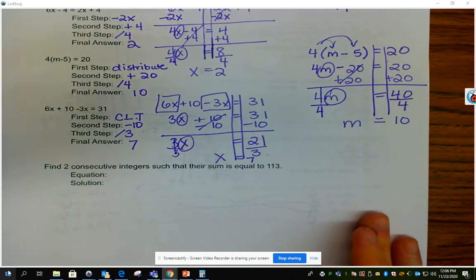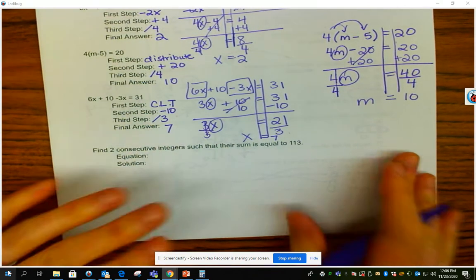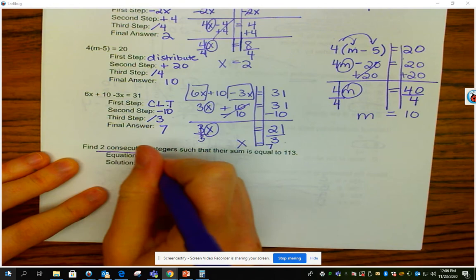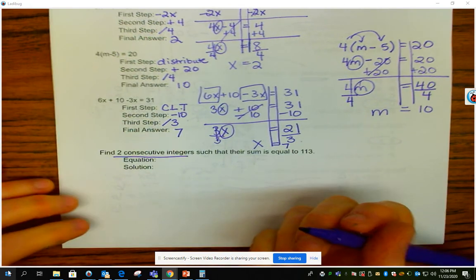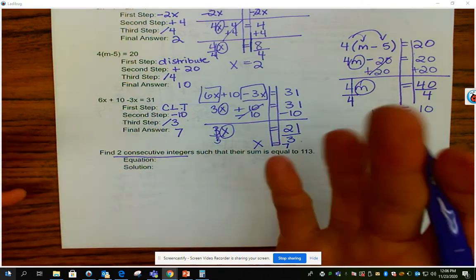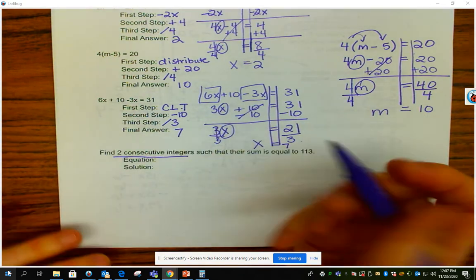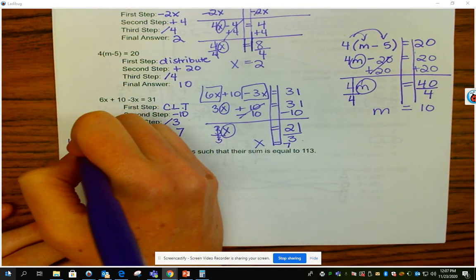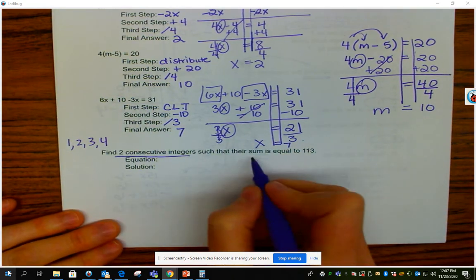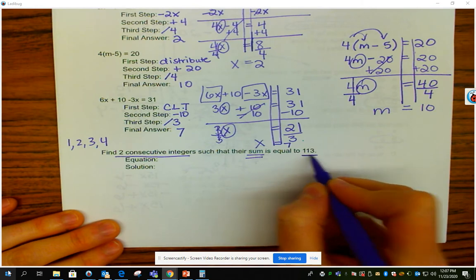Okay, so now we're looking at a consecutive integer problem. 2 consecutive integers. Remember what consecutive means. That means back to back, one after the other. And it's not consecutive odd or consecutive even. They're just back to back. So think like 1, 2, 3, 4. And their sum is equal to 113.